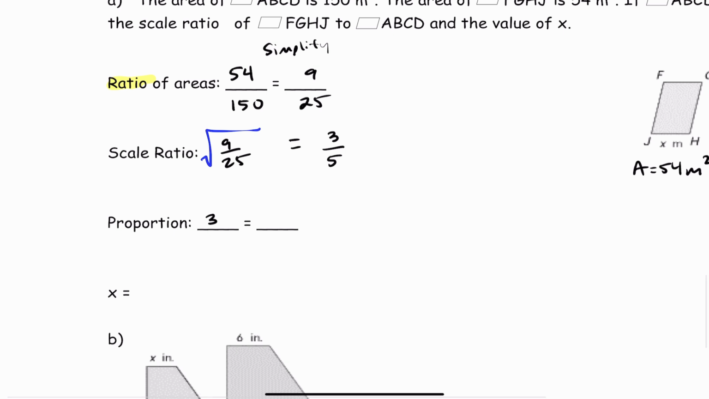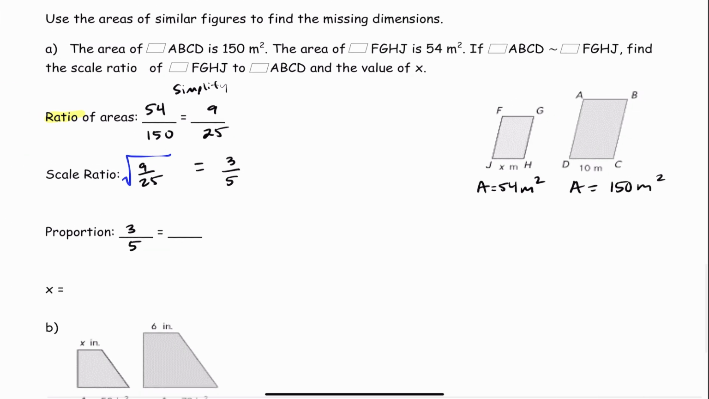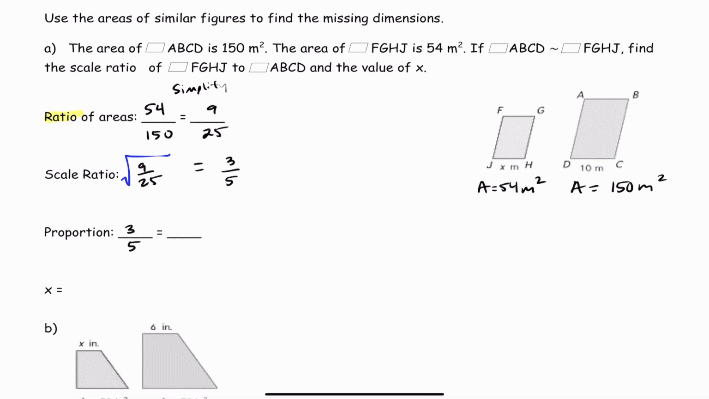So I can write 3 over 5 equals what over what? X over 10. Then what do I do? Cross multiply. But first of all, 3 over 5, is this a one-dimensional or two-dimensional ratio? One-dimensional. What about x over 10? One-dimensional. So is it safe for me to cross multiply? Yes. So I'm going to cross multiply.